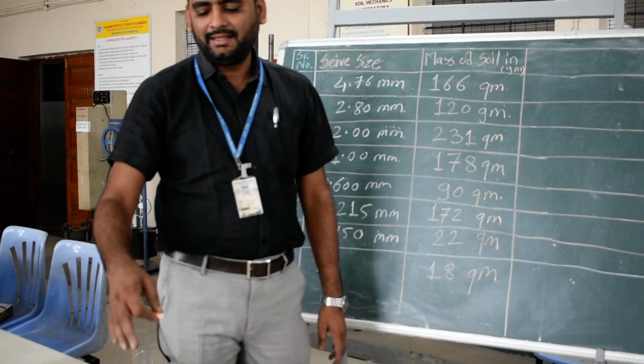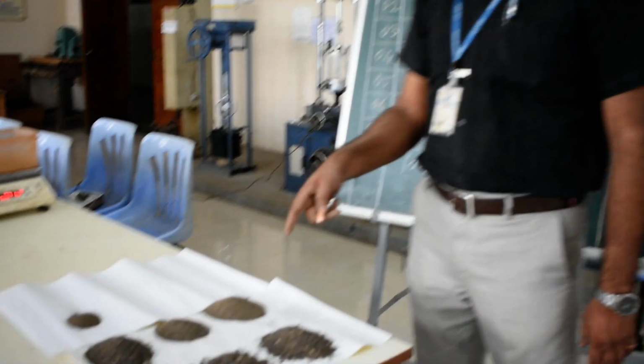Before that, you can see the soil distribution according to the sieves. You can see the particle size. This is the particle size that we are getting in the cohesion-less soil. In cohesive soil we cannot get this type of particles, but in cohesion-less soil we can easily observe the particle size.